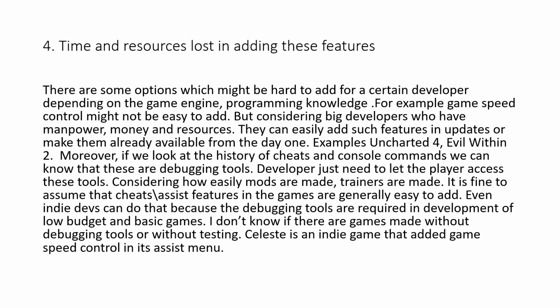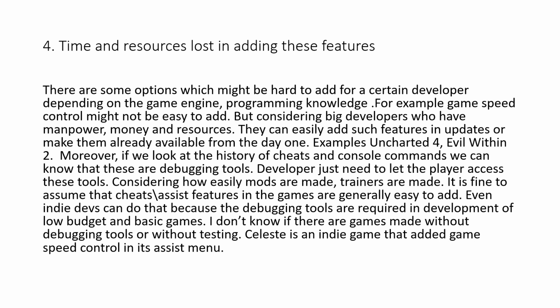Examples: Uncharted 4, Evil Within 2. Moreover, if we look at the history of cheats and console commands, we can know that these are debugging tools. Developers just need to let the player access these tools. Considering how easily mods are made, trainers are made, it is fine to assume that cheats or assist features in games are generally easy to add.